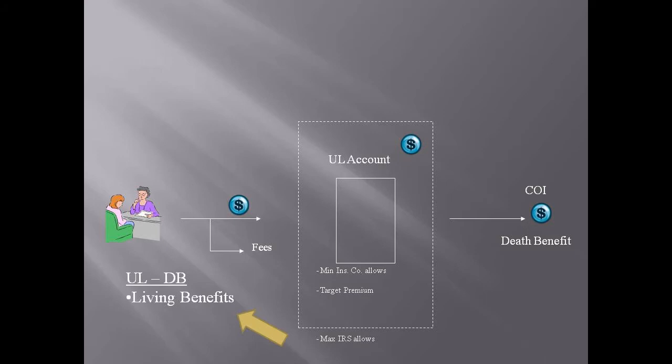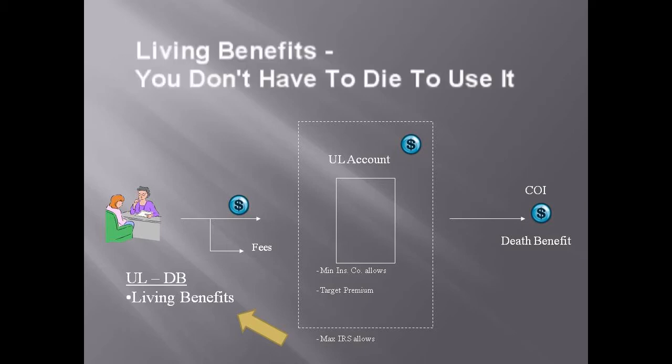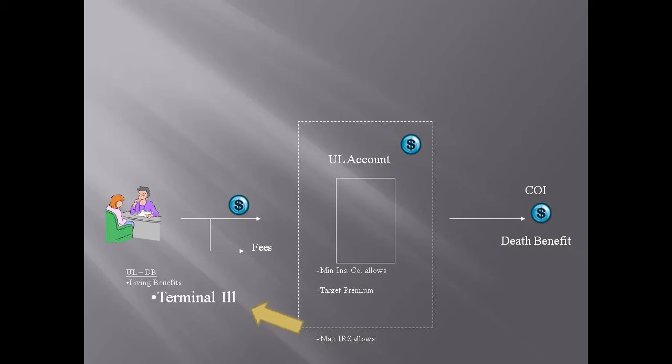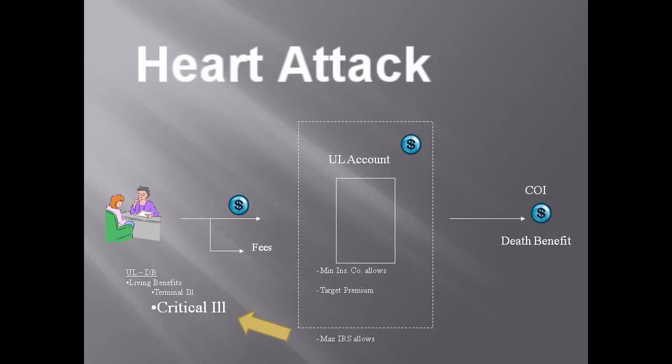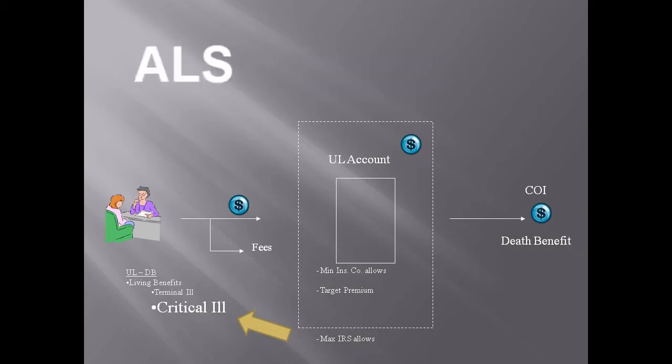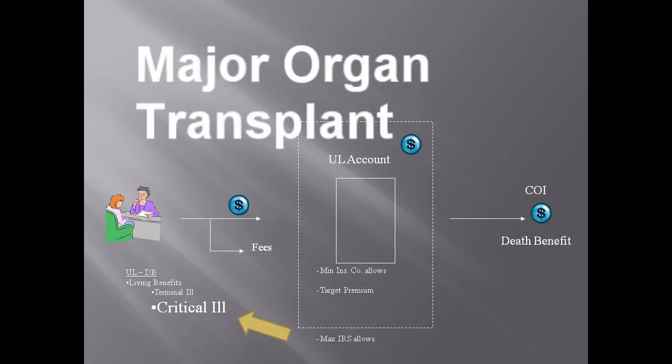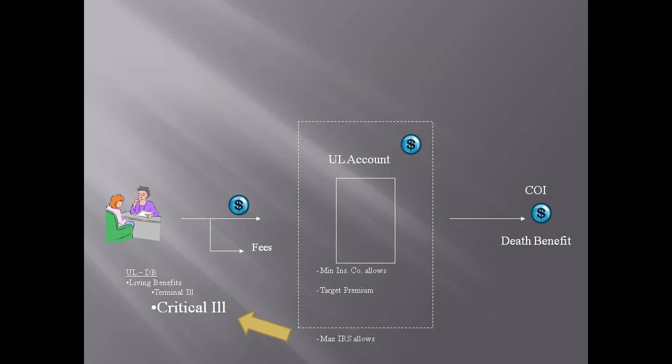Now, for the universal policies that I make available to my clients, in addition to the death benefit, there are living benefits. They are called living benefits because you can have access to these benefits while you are alive. You don't have to die to use it. The first living benefit is called terminal illness. Upon diagnosis of a terminal illness, you can access nearly all of the death benefit to use as you wish. If you become critically ill, that is, if you experience any of the following: heart attack, cancer, stroke, ALS, kidney failure, major organ transplant, or blindness, then you can get access to some of the death benefit.